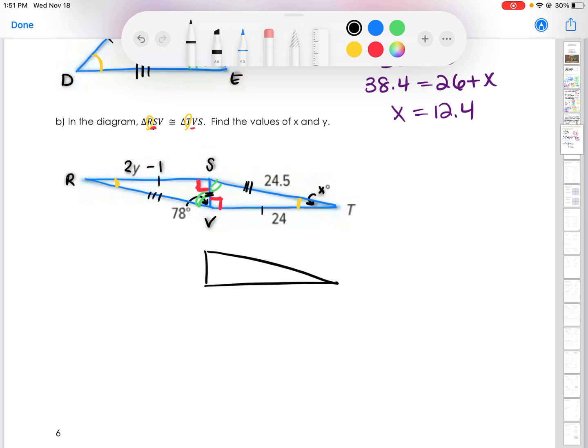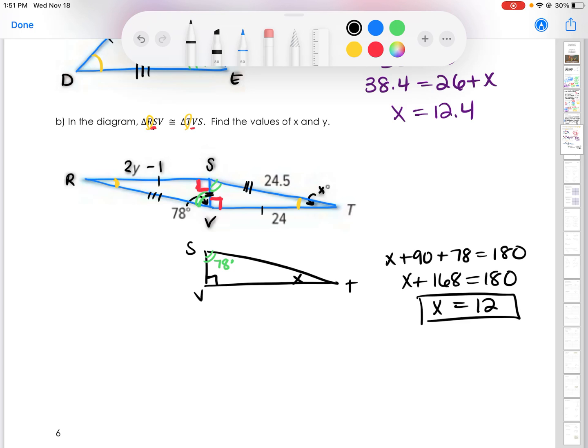So if I look at triangle VST or STV, however you want to say it, this is x in the corner here. We already know this is 90 degrees. And this corner up here is the same as the other green, so it's 78. We can use what we learned in 4.1, that the inside angles add to 180. So we have x plus 90 plus 78 equals 180. 90 and 78 give me 168.